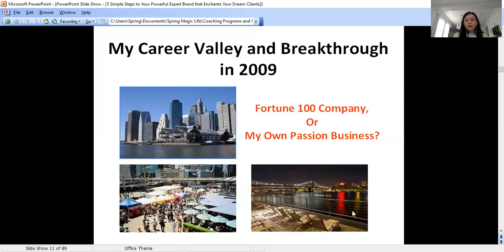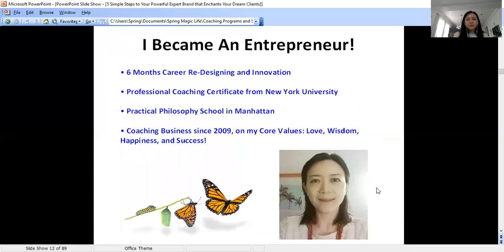and there are boats there, and there's a deck. That was my daily resting time during lunchtime. I got a break to reflect and recharge myself. And after I lost my job, I went there again to reflect on what I had gone through in my 13 years of corporate life, what I was missing, and what I really want to pursue. So from there, I got into a 6-month career redesigning and innovation period. That's a very important time. It's a great break and also a good transition time for me.